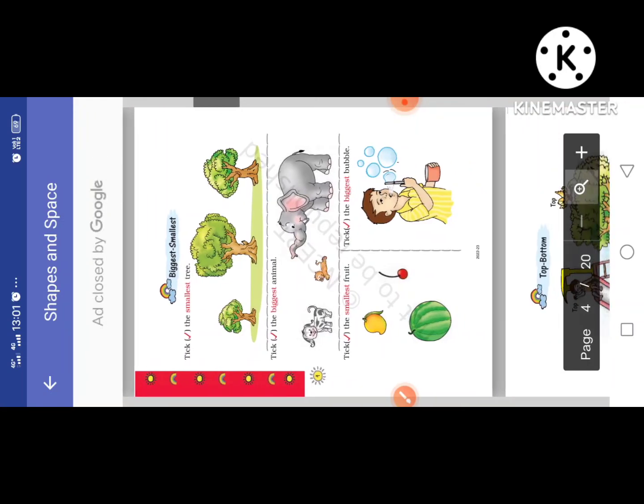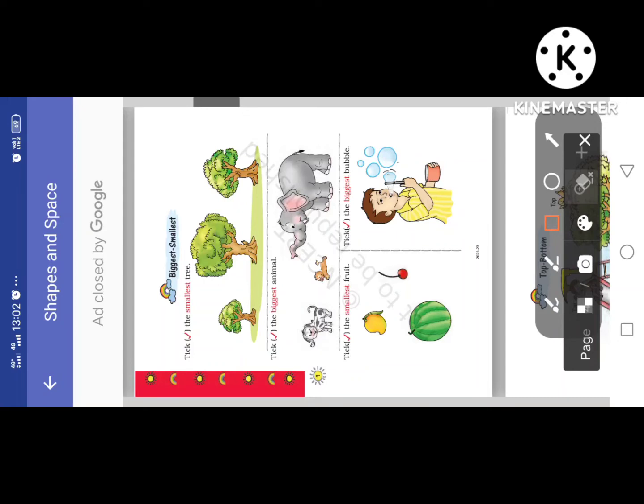Okay, so now let's come to another question. Take the smallest tree: the biggest and smallest concept. Smaller and bigger is used when we compare two things. Smallest and biggest is used when we compare things, animals or people among three. Three animals, three trees, three humans. When we compare among three people, we say biggest and smallest. But when we talk between two people, we say bigger and smaller.